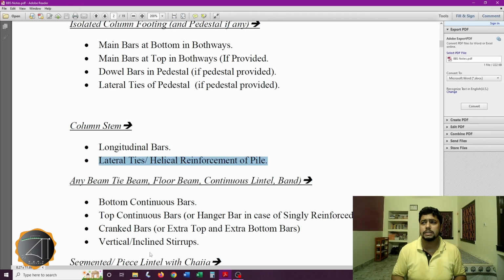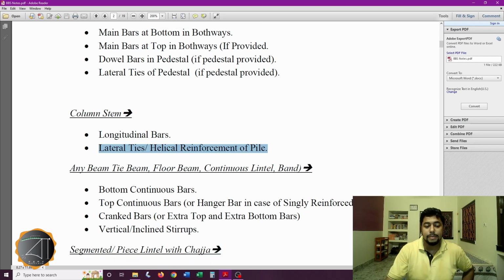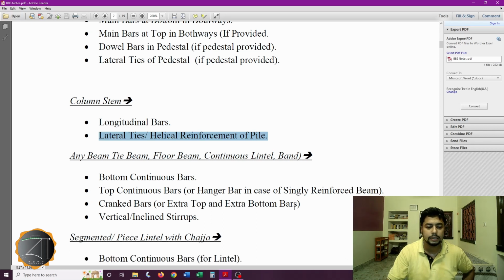And apart from this, near the support zone, those continuous bars on the top side will take up the negative bending moment also. That beam may also contain crank bars, may not contain also; it will depend upon the structural design itself. Even if crank bars are not used, it may have the extra top and extra bottom concept, both of them or any one of them. Then comes the vertical or inclined stirrups for the shear reinforcement.